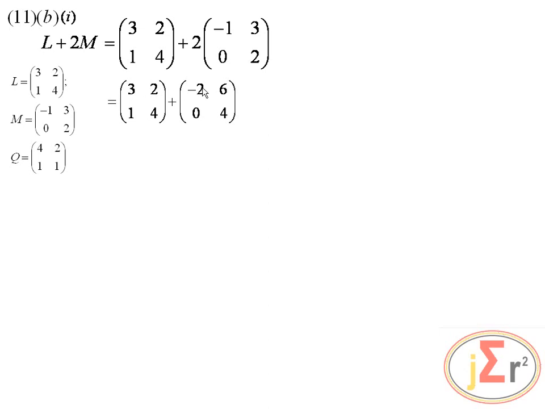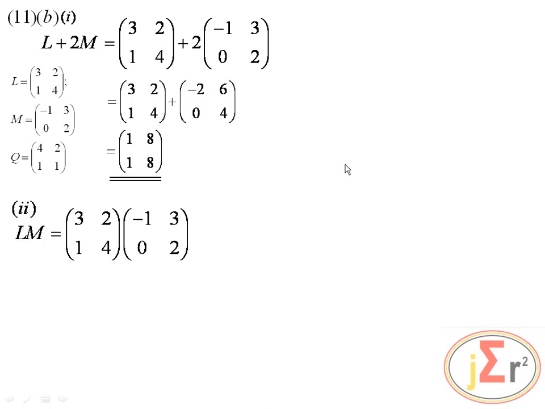Now we need to add these. Negative 2 added to 3, we have a positive 1, then we have a positive 8, 2 plus 6 is 8, then 1 plus 0 is 1, and 4 plus 4 is 8. But we need to be mindful of the fact that when we are just adding matrices, we just need to add the corresponding values. 1, 8, 1, 8. So 3 plus negative 2 is 1, 2 plus 6 is 8, 1 plus 0 is 1, and 4 plus 4 is 8. That's all there is to it.